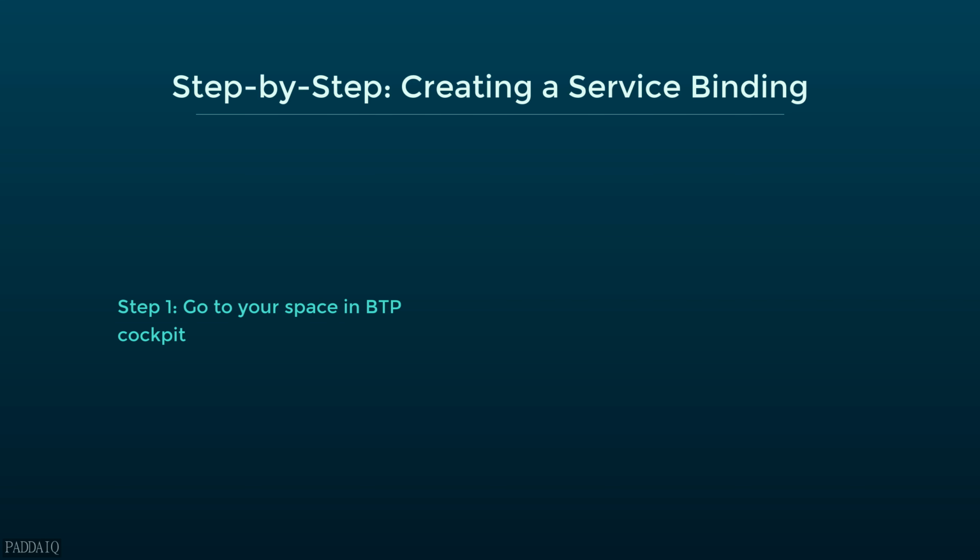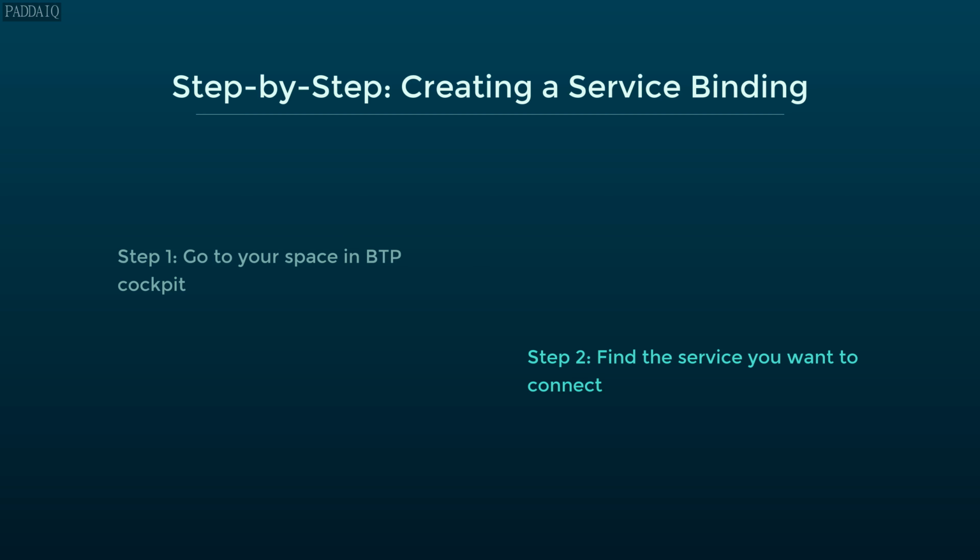Step 1. Go to your space in BTP cockpit. This means navigating to your project's dedicated area where you manage applications and services. For example, if you are developing a sales reporting app, you would first open your development space. This initial step is essential for organizing and accessing your project resources.